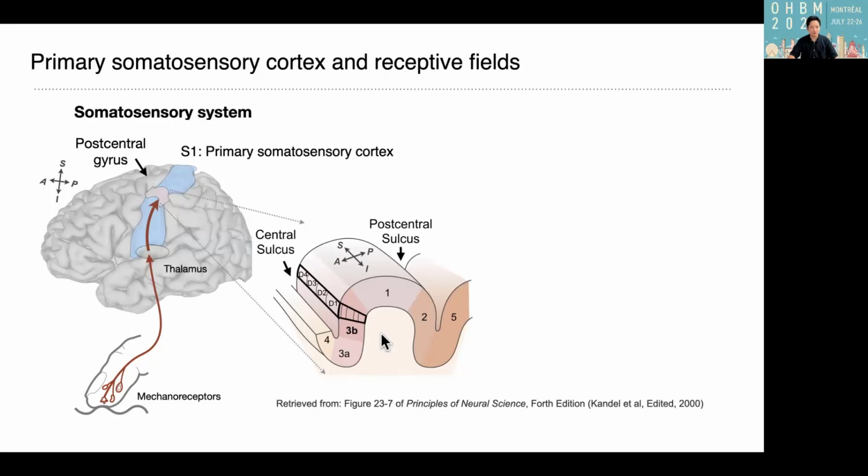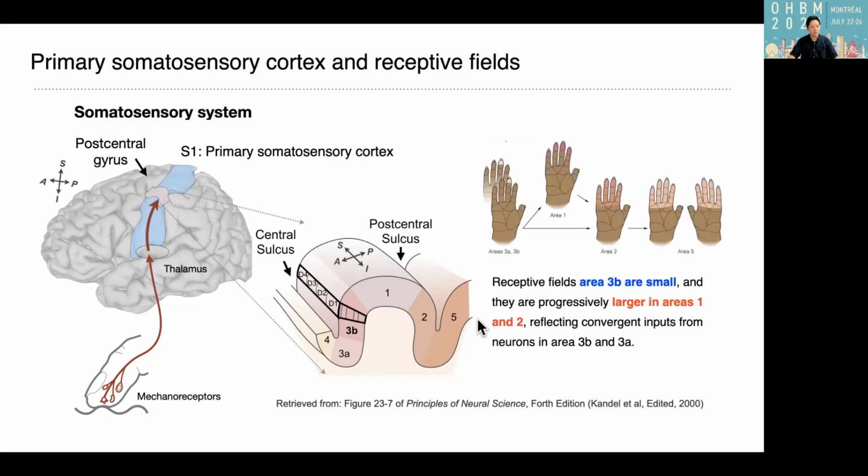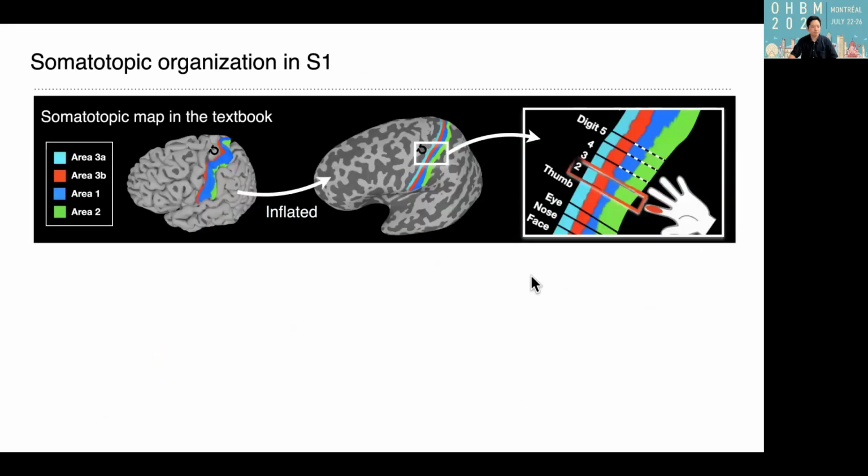The previous animal study showed that the receptive fields of area 3B are small, so we expect to find a clear finger representation within area 3B. The receptive fields of area 1 and 2 become larger, which reflects a convergent input from area 3B. So in other words, the finger representation in area 3B is clear, and area 1 and 2 may not be so clear as in area 3B. Using fMRI, we would expect to find a clear somatotopic map in area 3B, and the map will become blurred in area 1 and area 2.